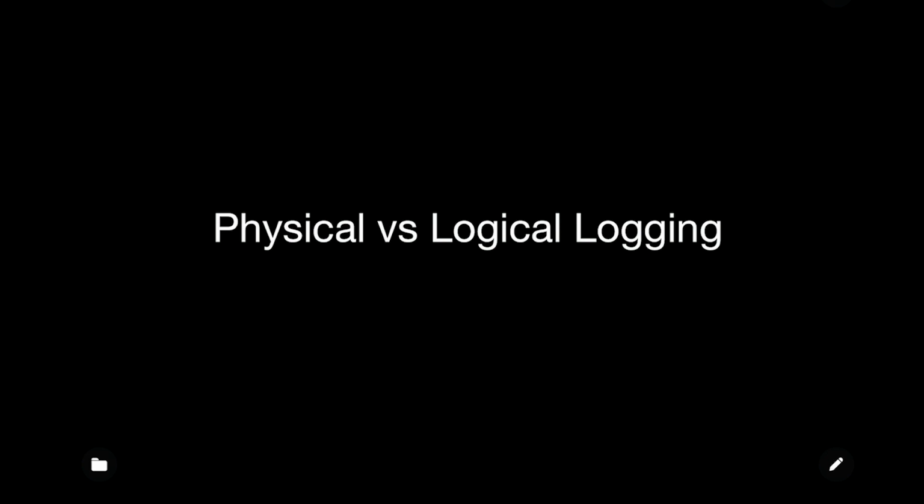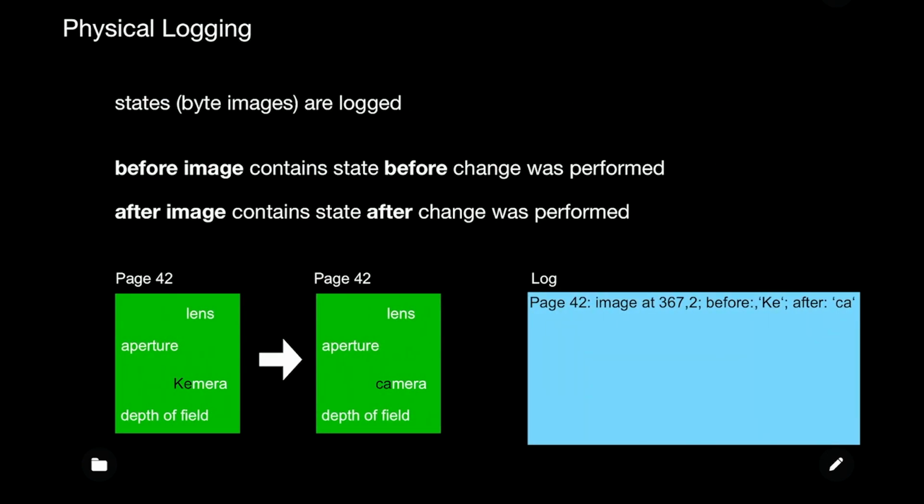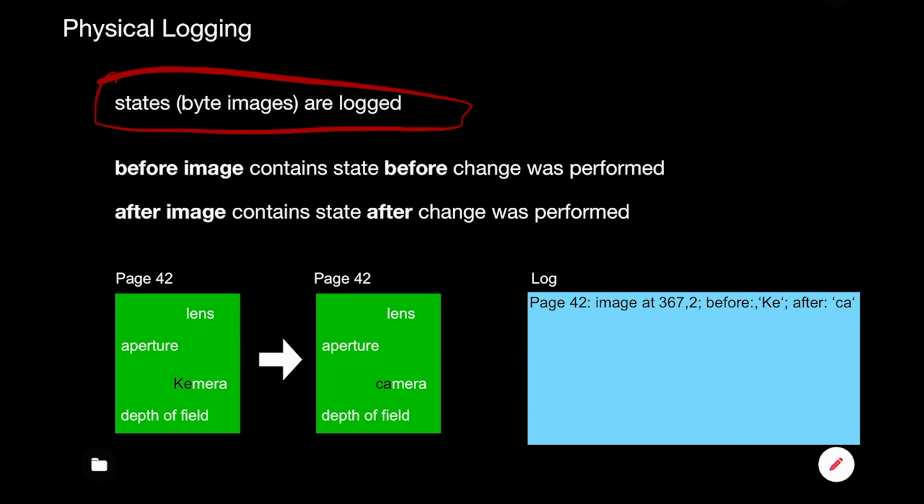There are multiple ways of organizing a log. The first is called physical logging. There are three different ways, there are more, but three major classes of logging. One is physical logging. The idea here is that you log states or byte images. There's a before image that contains the state before the change was performed, a snapshot of the bytes before you apply the change. Then you do the change on the page, and then you have an after image, the state of the bytes as of after the change was done.